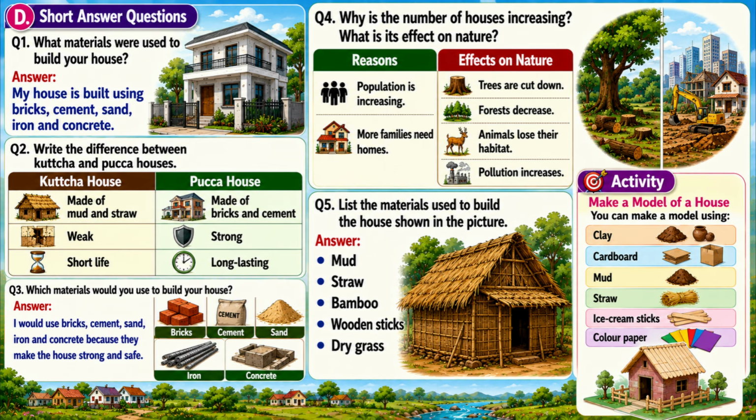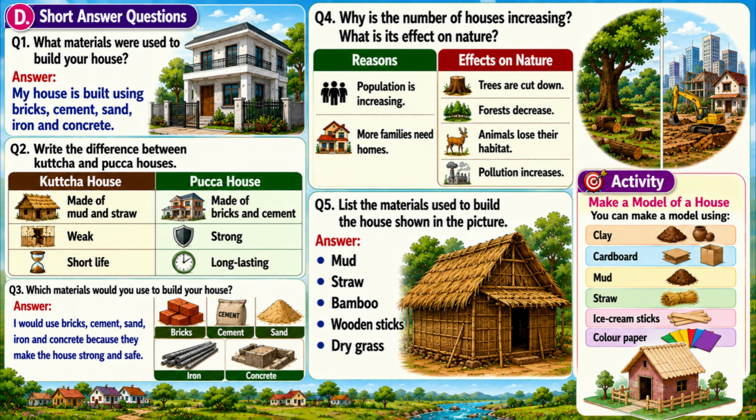Humans build houses in villages, towns and cities. Animals find shelter in forests, burrows, trees and caves. People live near rivers because water is available, farming becomes easier and rivers support daily life. Houses can be made using many materials such as bricks, cement, sand, iron, wood, stone, bamboo and mud. Kutcha houses are generally made of mud, straw and bamboo. Pakka houses are generally made of bricks and cement. Kutcha houses are weaker and less durable, while pakka houses are stronger and long-lasting.